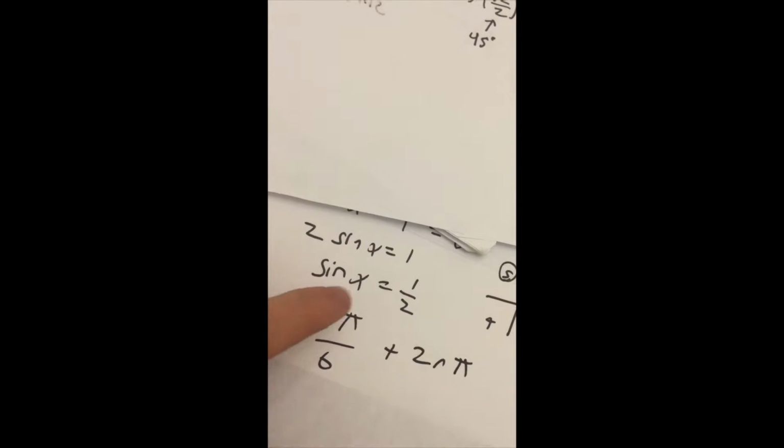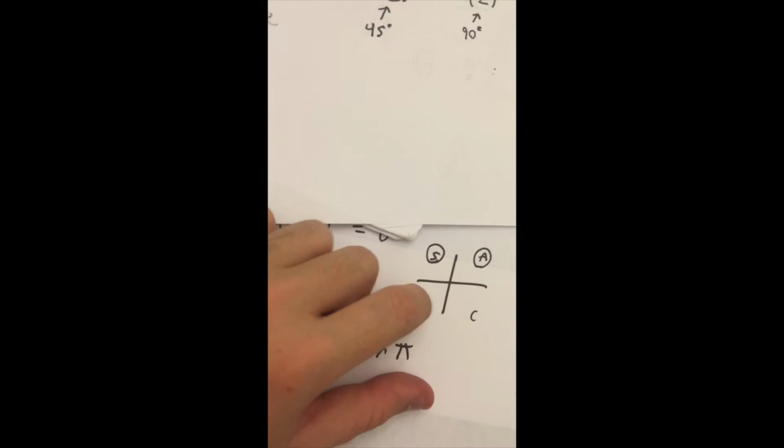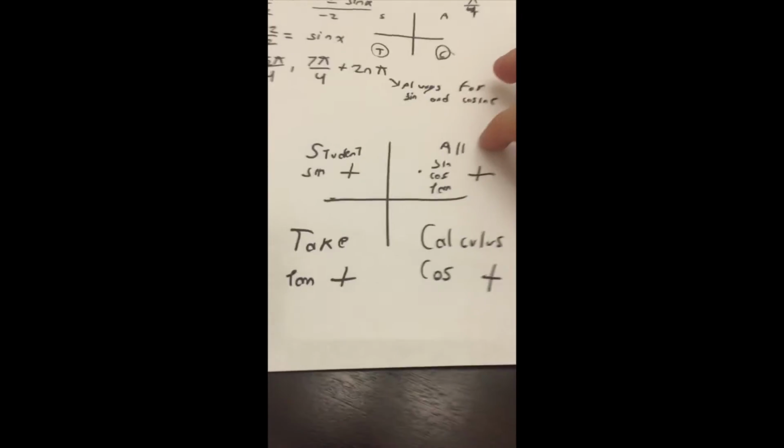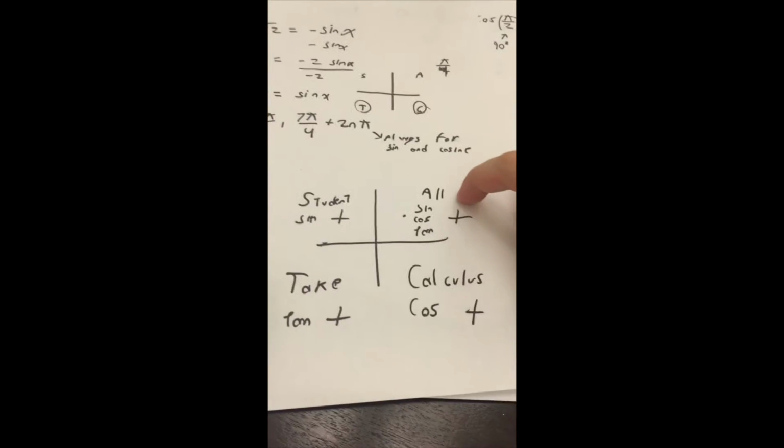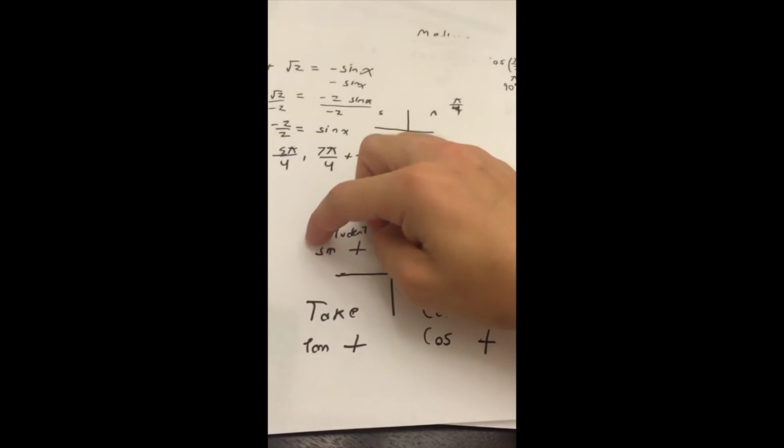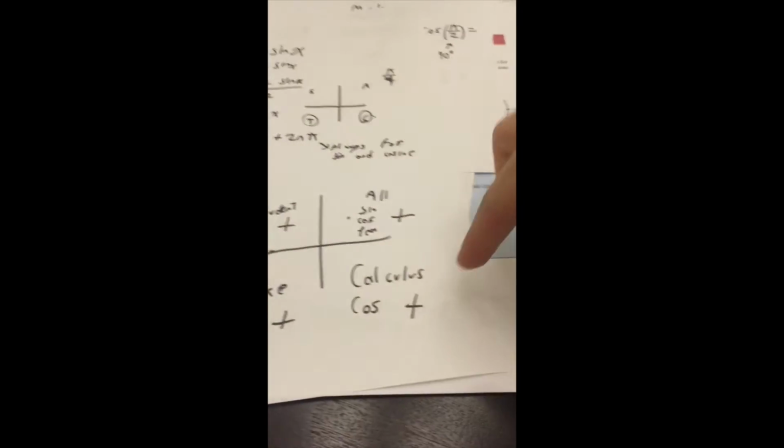Okay, there's a trick. For this we have to use the All Students Take Calculus trick. I'm going to pause the problem to explain this to you. All right, what does All Students Take Calculus stand for? All Students Take Calculus. That's why in the first quadrant goes All, then Students in the second, then Take in the third quadrant, and then on the fourth quadrant, Calculus.